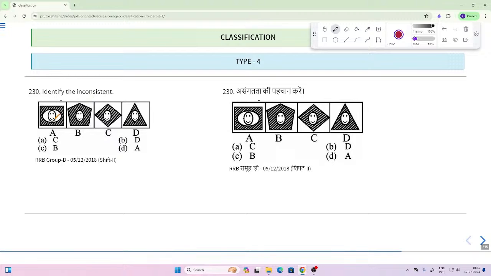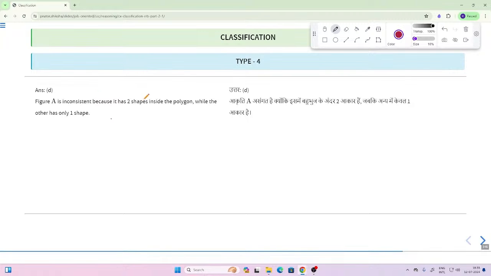Identify which is inconsistent: A, B, C, D. Looking at the figures, you can see that A is the only one which has an empty space oval, inside which is a smiley face. In all others, the figure is completely filled in, and the smiley face is the only part which is not filled in. Hence, option D, figure number A is the odd one out. Figure A is inconsistent because there are 2 shapes under the polygon while the others only have 1 shape.